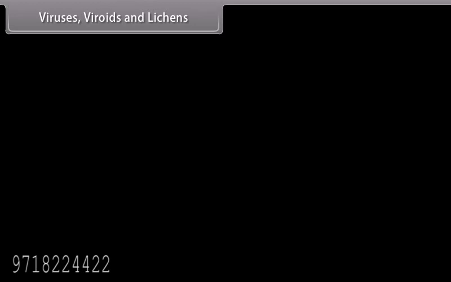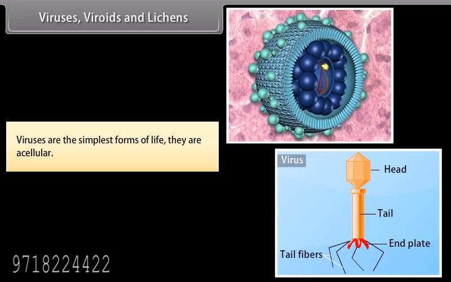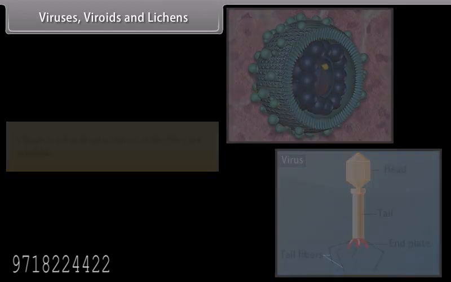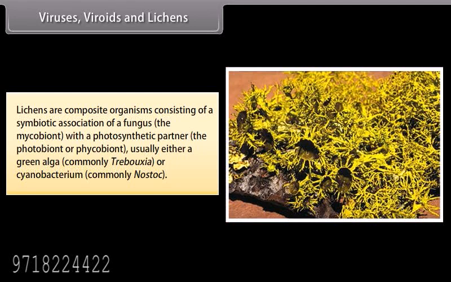Viruses, viroids and lichens. Viruses are the simplest forms of life. They are acellular. Viroids are small single-stranded circular RNA molecules which infect higher plants. Lichens are composite organisms consisting of a symbiotic association of a fungus, the mycobiont, with a photosynthetic partner, the photobiont or phycobiont. Usually, either a green algae, commonly Trebouxia, or cyanobacterium, commonly Nostoc.